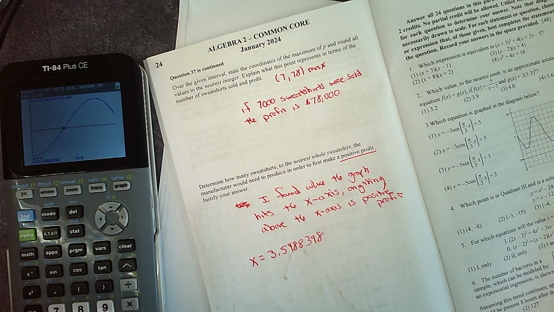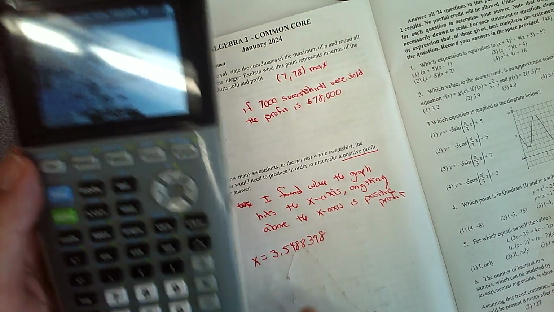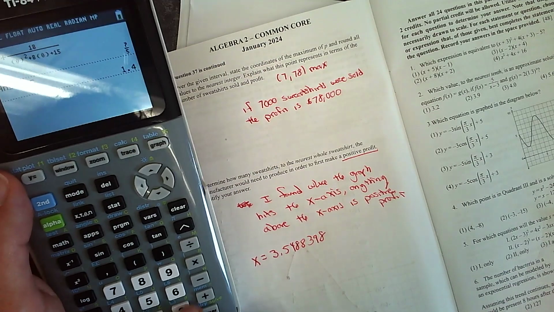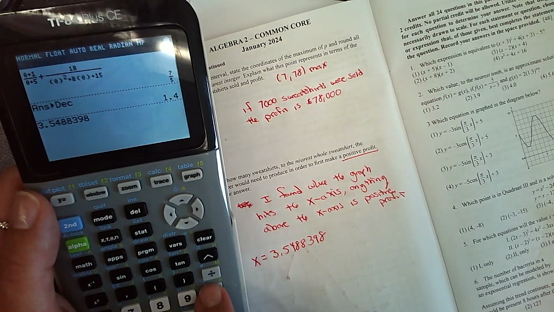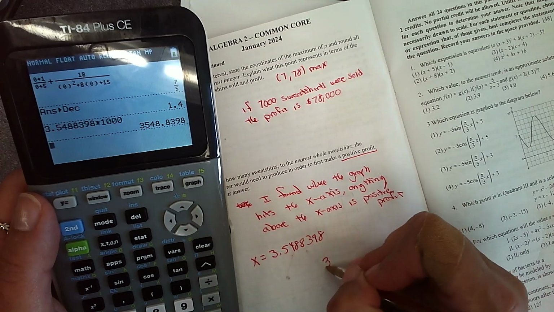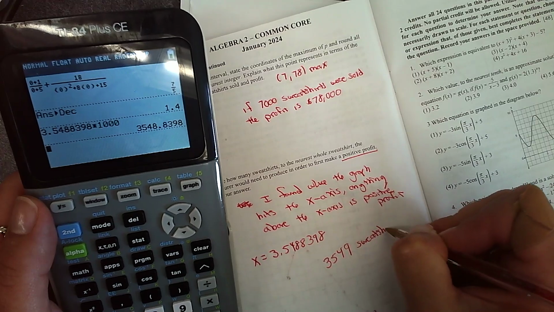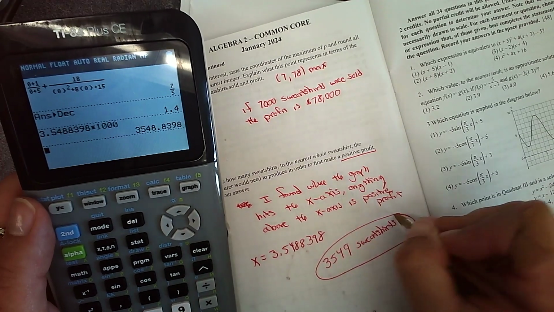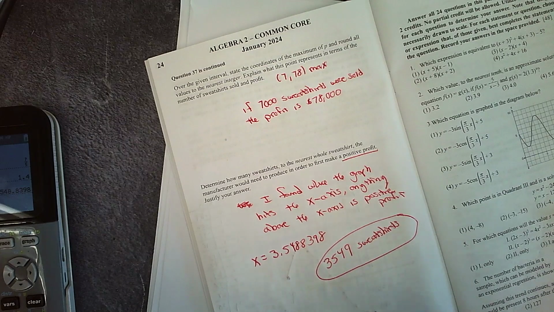Okay. Now remember, the trick to this question is the sweatshirts were in thousands. So I have to take that number and multiply it by 1,000. So 3.5488398 times 1,000. And then we have to round this number. So it's 3,549 sweatshirts. All right. Okay. I'm going to stop there.